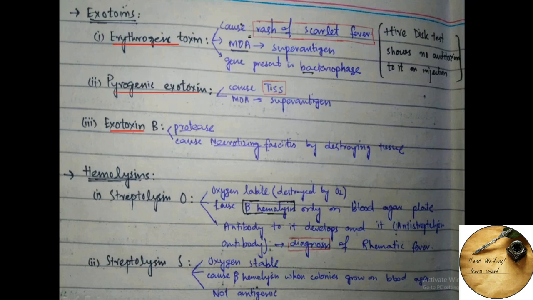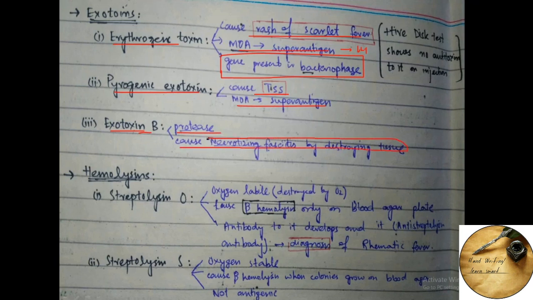Erythrogenic toxin causes the rash of scarlet fever. It is a superantigen and causes release of interleukin 1 from macrophages, etc. The most important point is that its gene is present in a bacteriophage. Pyrogenic exotoxin causes toxic shock syndrome, and its mechanism is the same, acting as a superantigen. The third one is exotoxin B, which is a protease and causes necrotizing fasciitis by destroying the tissue.